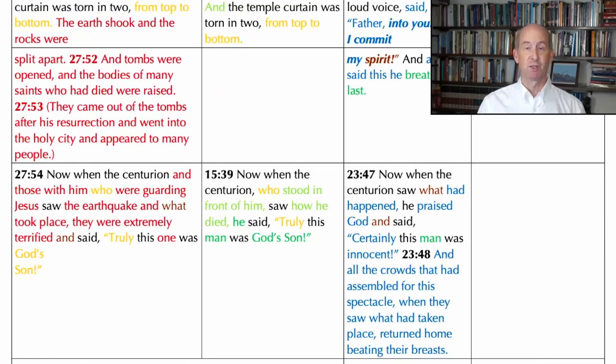Then Matthew gives us a surprising detail that the other Gospels don't. When Jesus breathed his last, there was an earthquake, the rocks were split apart, tombs were opened, and the bodies of many saints who had died were raised. And after his resurrection, they came into town and appeared to many people. So even when the evangelists are obviously recording the same event, there's only one crucifixion, they do it with details that are strikingly different and even incompatible.